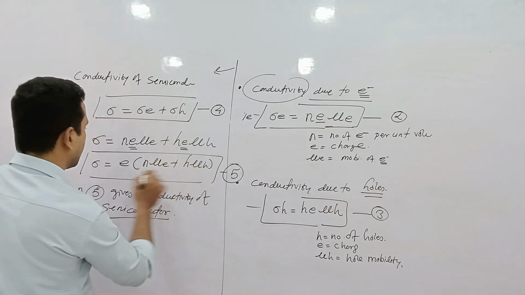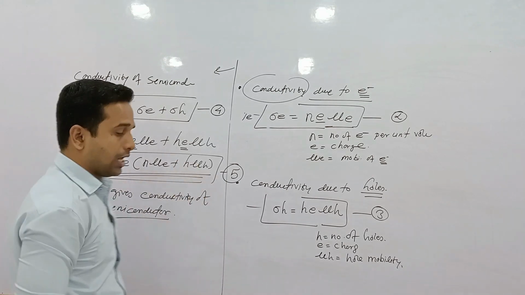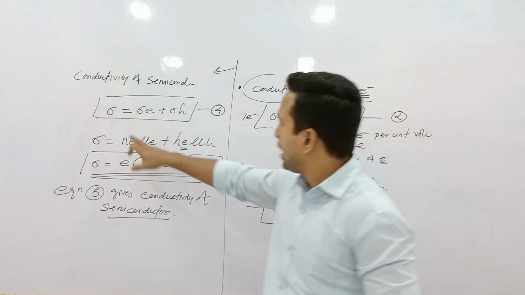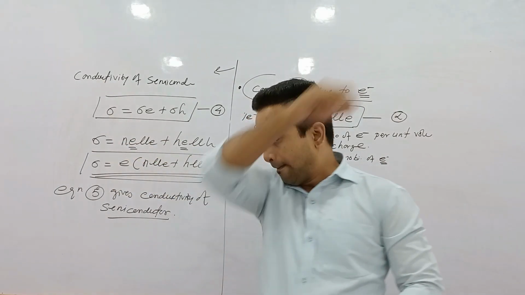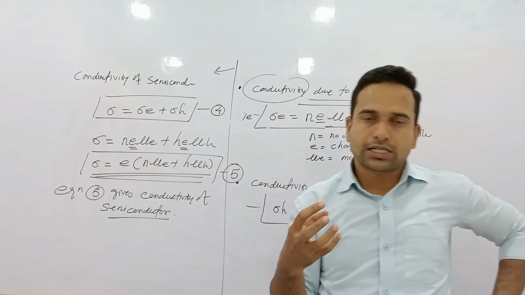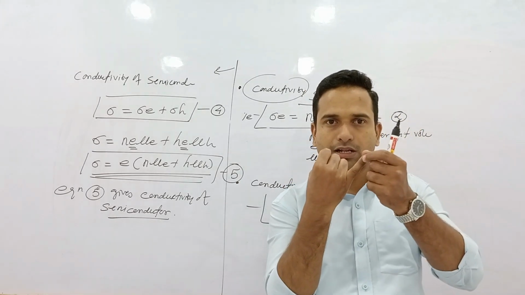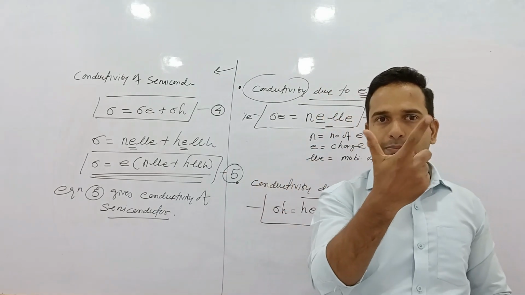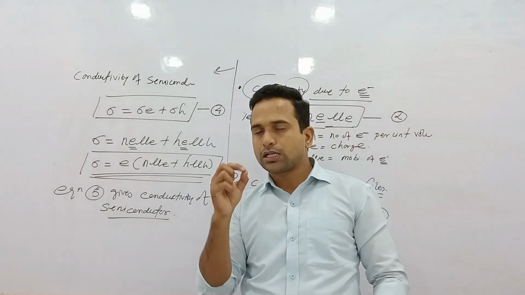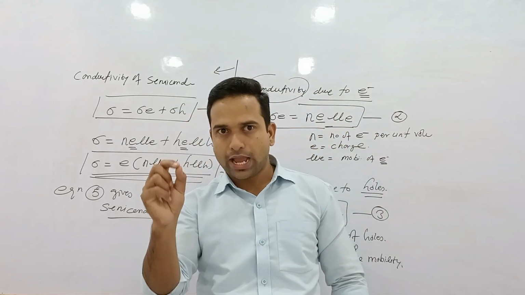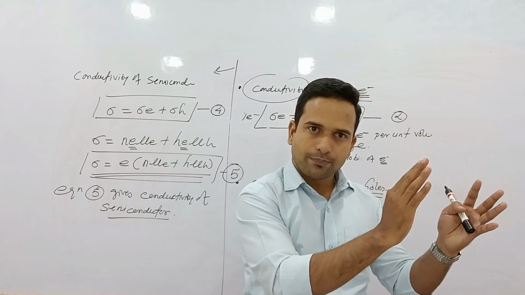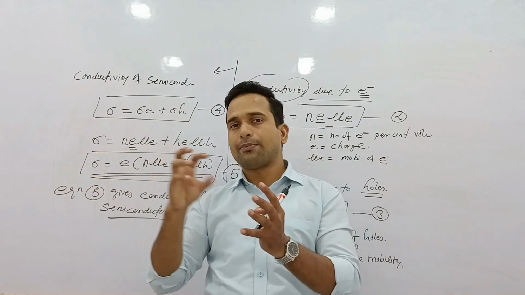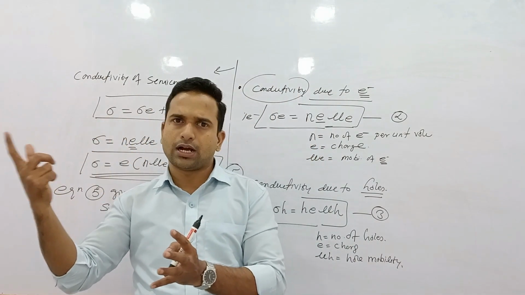Equation 5 gives the conductivity of semiconductor. Now we have to discuss the three conditions again. This is the conductivity of semiconductor. We know that semiconductors have two types, intrinsic semiconductor and extrinsic semiconductor. In the case of extrinsic semiconductor, there is n type and p type. If your semiconductor is only intrinsic, its expression will be different. If it is n type, its expression will be different. And if it is only p type, it will also be different.